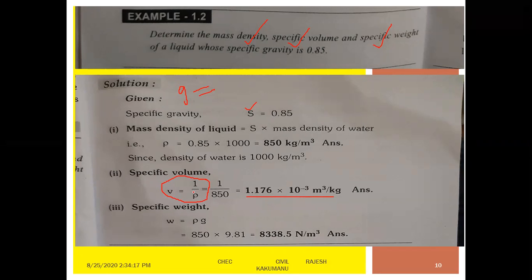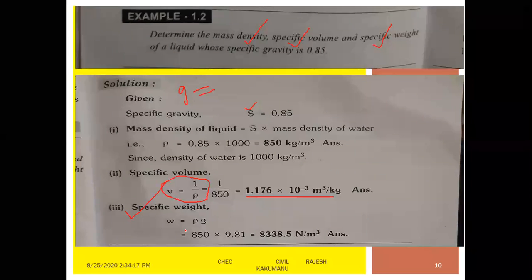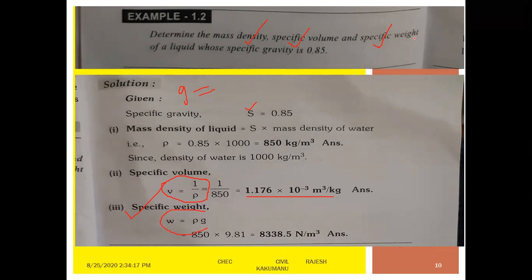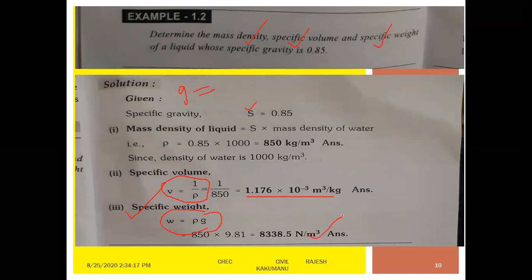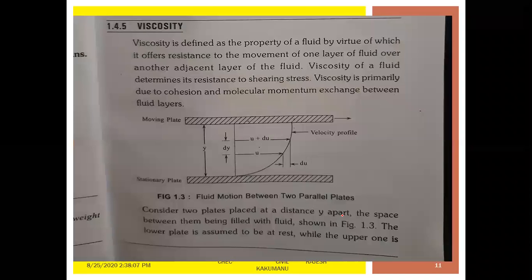Third one, specific weight. What is the specific weight formula? Specific weight W is equal to rho into G. Specific weight is equal to rho into G. What is the rho value? Rho value is 850 and G value is 9.81. Finally, the answer is this one. Understood? Next.